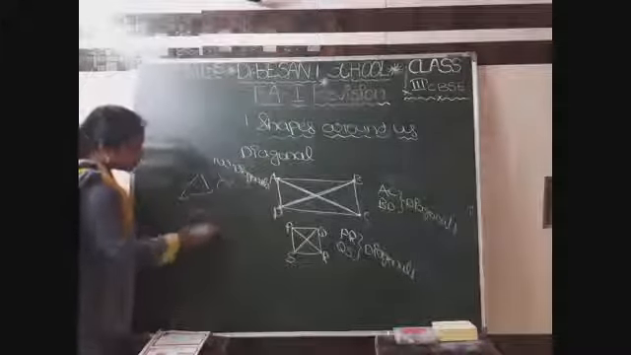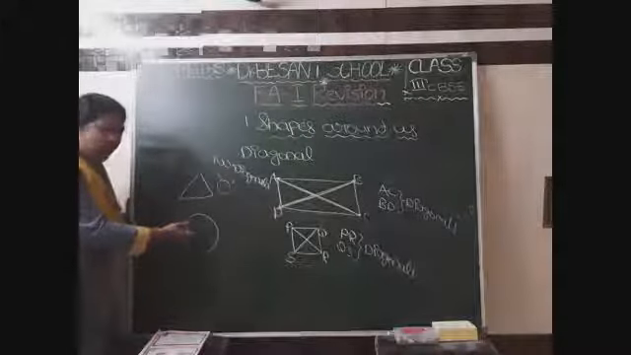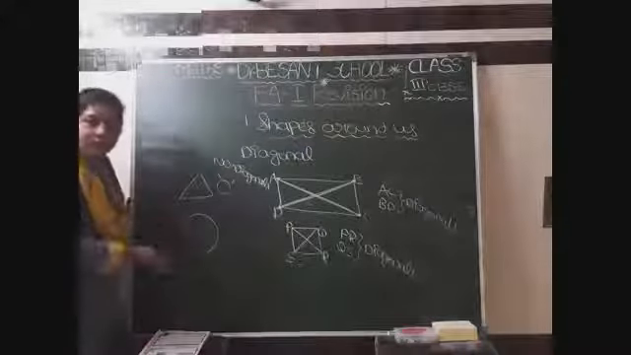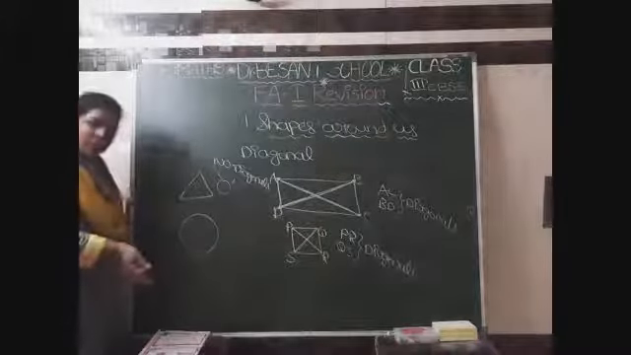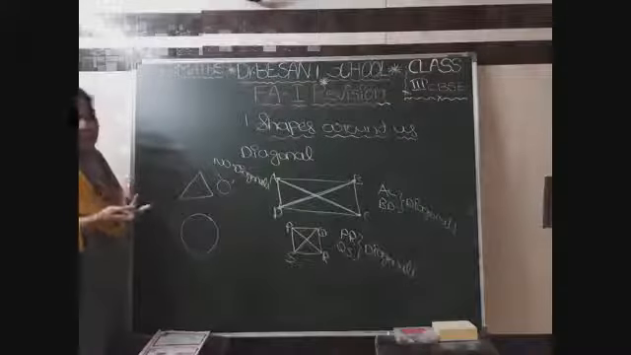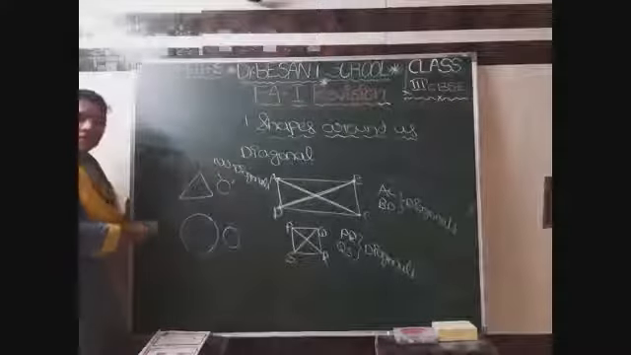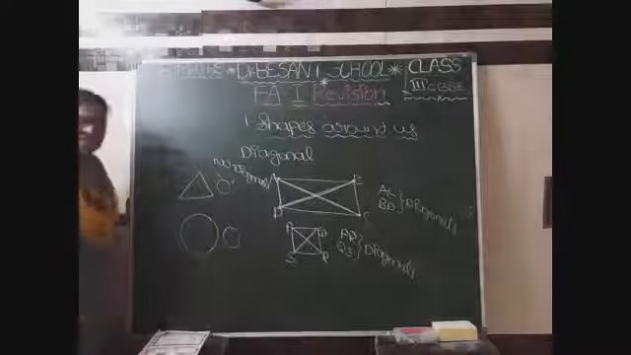Now coming to the circle. Can we draw the diagonal for this circle? No. Why? Because there are no corners and no opposite corners. We can't draw the diagonal for the circle either. That's why the number of diagonals for this circle is also 0.